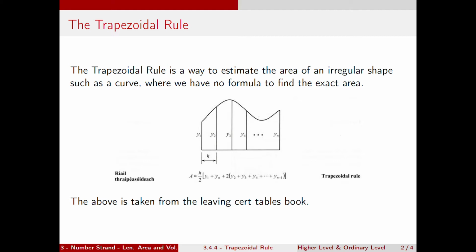So the above here is taken from the Leaving Cert Tables book and shows that we can find the area of this shape given by A is approximately equal to, so these little wavy equal signs, h over 2 all multiplied by y1 plus yn plus 2 times y2 plus y3 plus y4 plus and so on, all the way up to y n minus 1, so the second last height that we take.